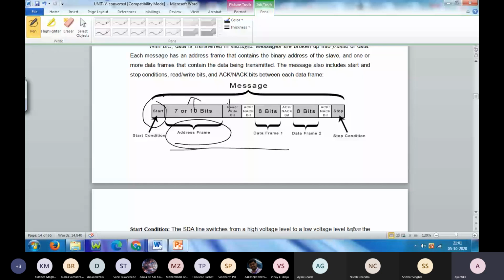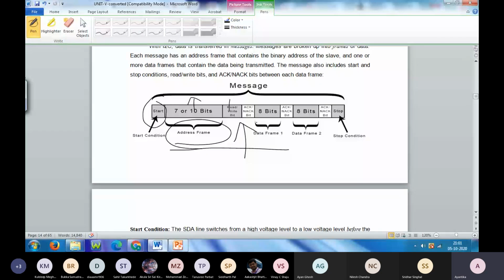Next, it is the read or write bit. Maybe it is for writing to some slave, or the master wants to read some data from the slave. Next, the acknowledgement or negative acknowledgement bit. This is used mostly for acknowledging purposes, from a slave to a particular master. If you are sending the acknowledgement bit, then the address frame defines for which master you are sending this acknowledgement.